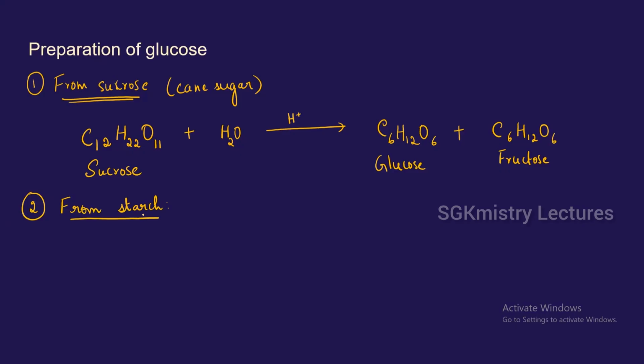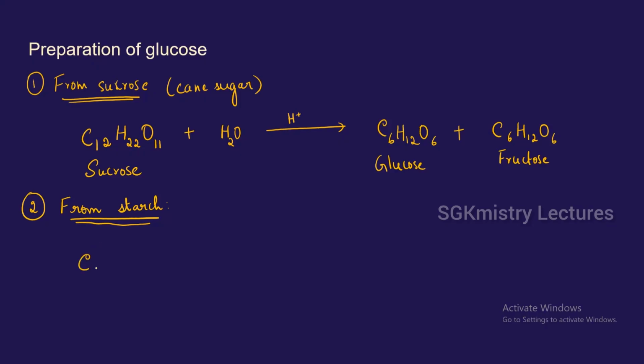Starch is an example of a polysaccharide. This also we have come across when I was explaining the classification of carbohydrates. So, starch. This is a commercial method of preparation of glucose. Commercially, glucose is obtained by the hydrolysis of starch. We boil the starch with a dilute acid like dilute sulfuric acid at a high temperature of 393 Kelvin, and pressure is also used. High pressure is also used.